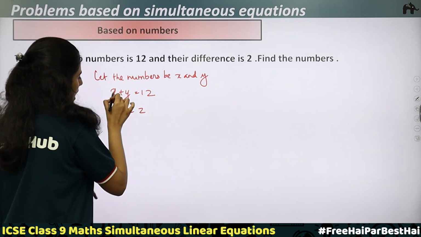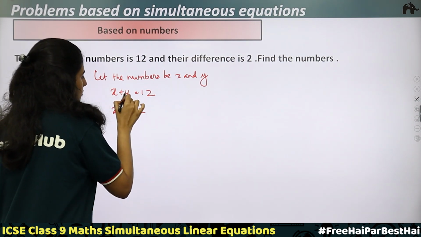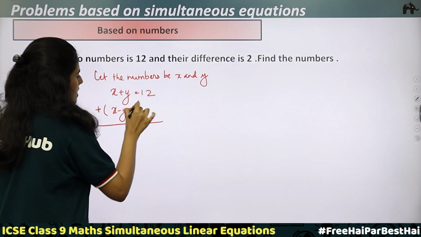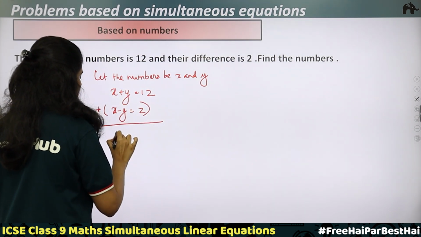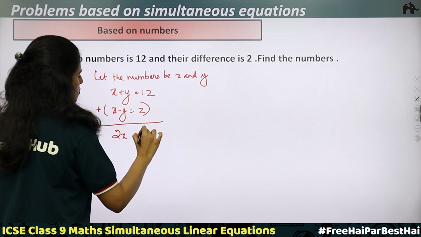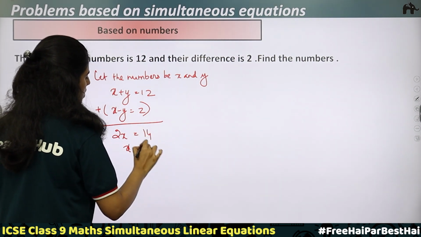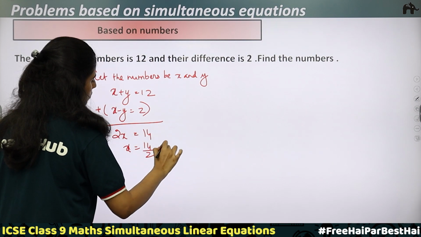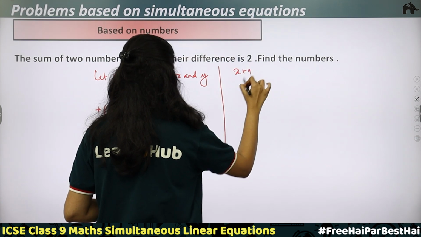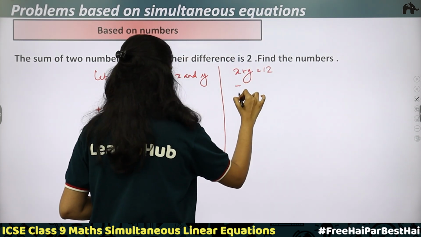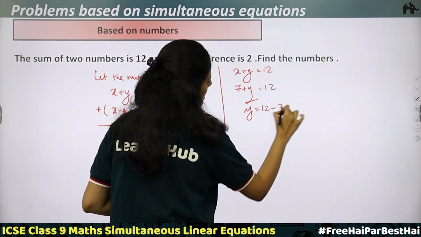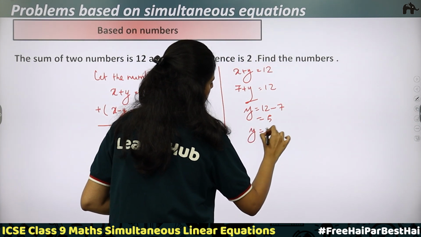Here we have x plus y and x minus y, positive and negative. So I am going to add the first and second equations. x plus x is 2x, y minus y is 0, 12 plus 2 is 14, which means x is equal to 14 divided by 2, that is 7. We have x plus y is equal to 12, so 7 plus y is equal to 12, then y is equal to 12 minus 7, which is 5. y is equal to 5.